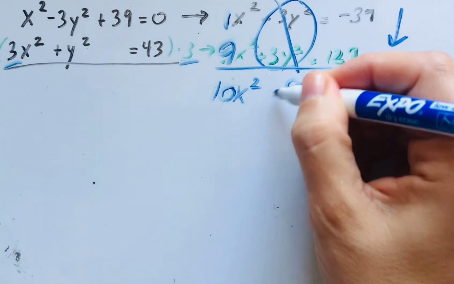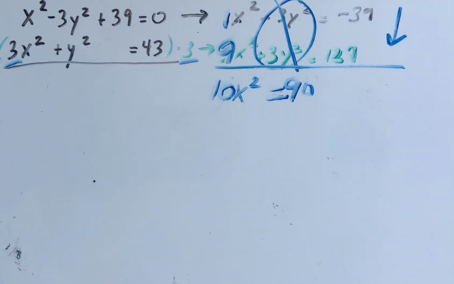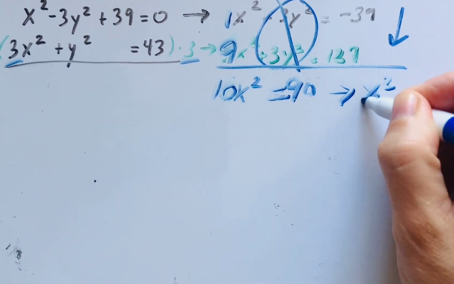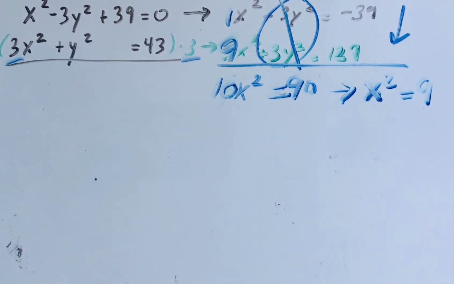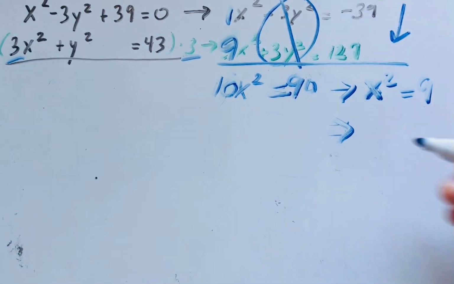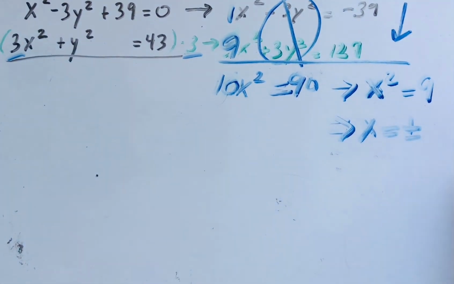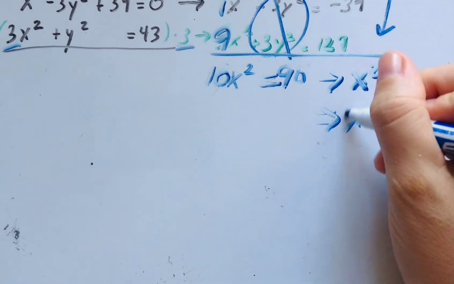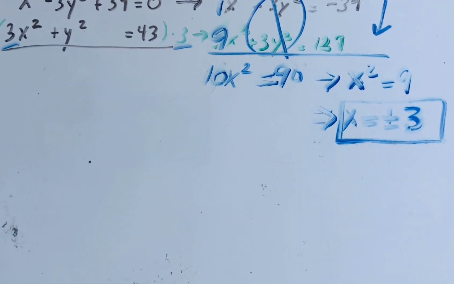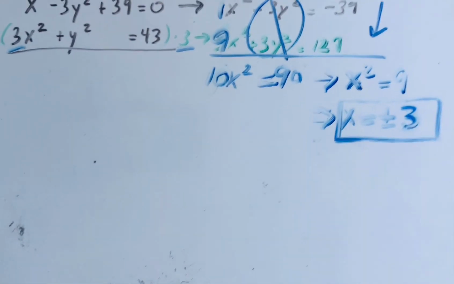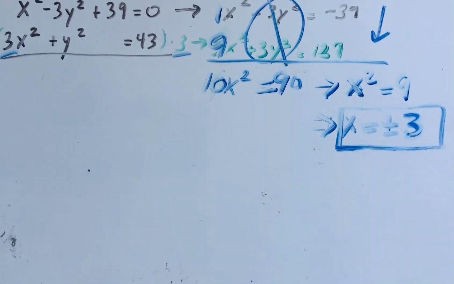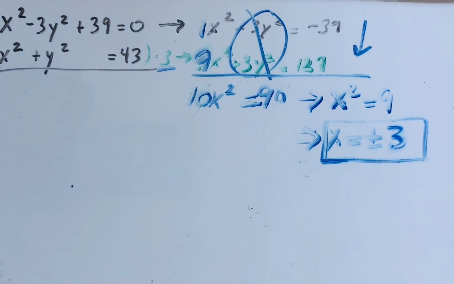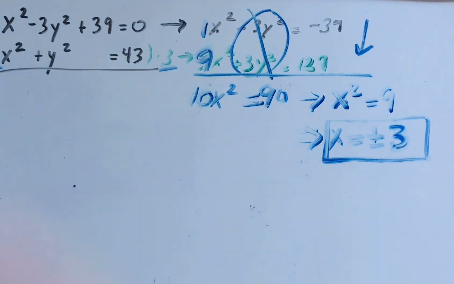So 10x squared should equal 90 in this example, which means we've eliminated the y squared, that x squared would equal 90 over 10, or x squared would equal 9. Well, if x squared equals 9, then we know that x equals plus or minus the square root of 9, or plus or minus 3. So your solution set is going to have ordered pairs where x is either 3 or negative 3. Now what you could do at this point is plug in 3 and negative 3 separately, but notice since we're squaring x in both cases, it doesn't matter if you plug in 3 or negative 3, when you square it, you just get 9.